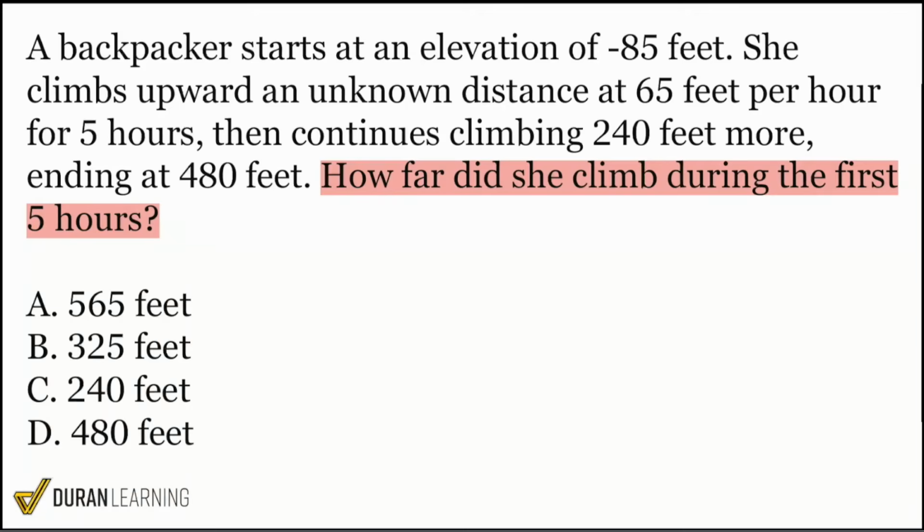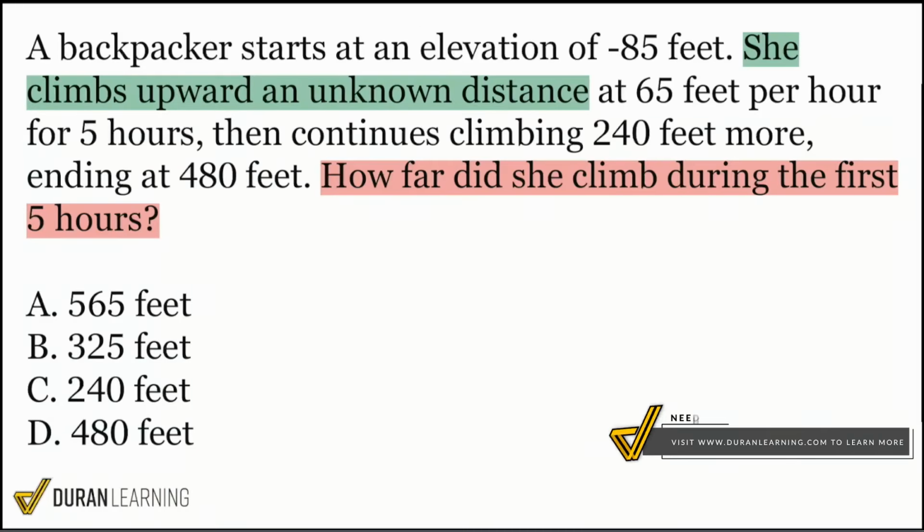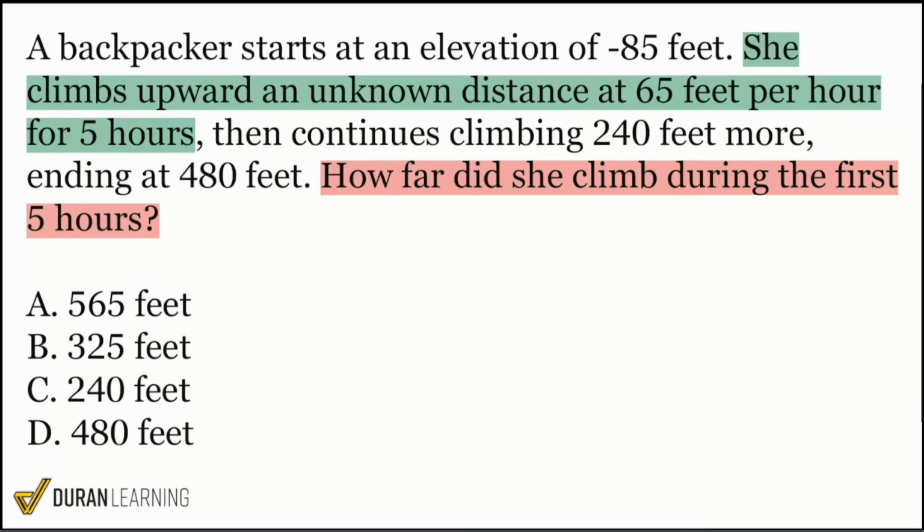It's a little too late, but I think you might notice that this problem says that we start here at negative 85 feet. That doesn't matter. Then it says she climbs upward an unknown distance. Oh, that's the distance we're trying to find because it's 65 feet per hour for 5 hours. That's what we care about. One more time, everybody, look. It says, how far did she climb during the first 5 hours? So there it is right there.